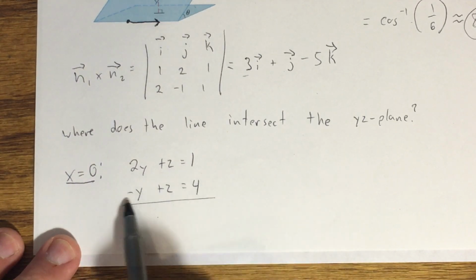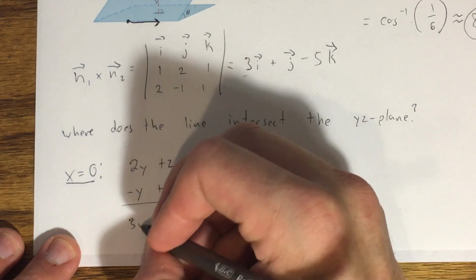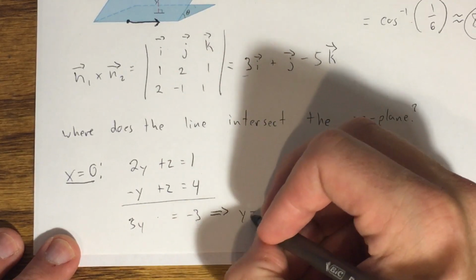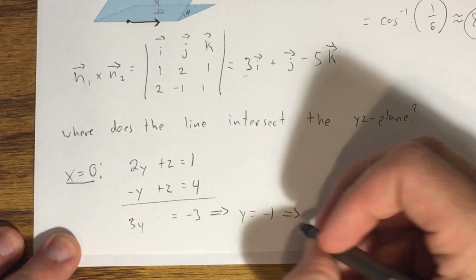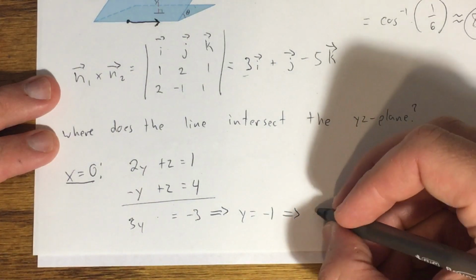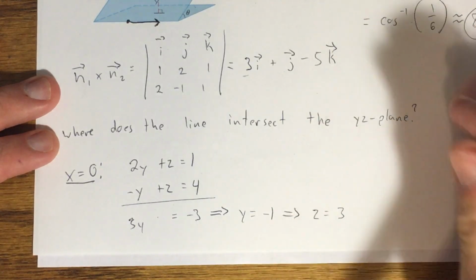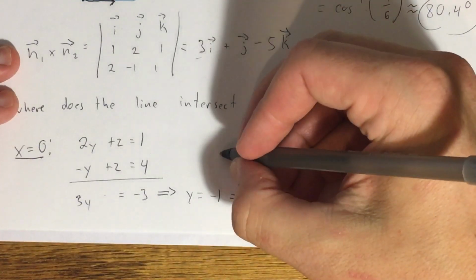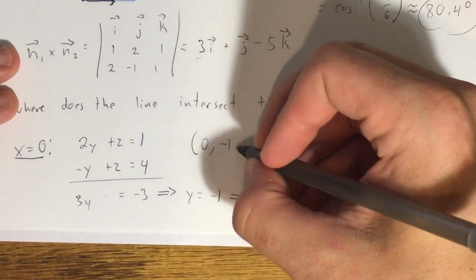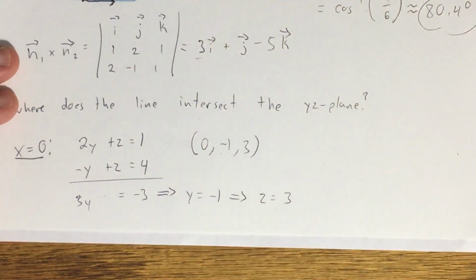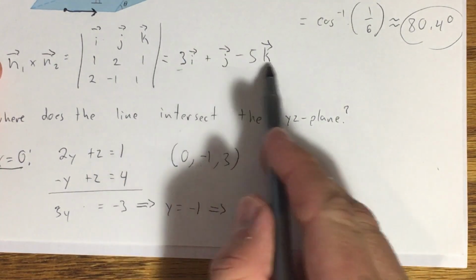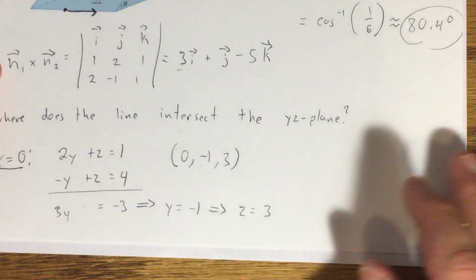Let's take the first equation and subtract the second one. 3y equals negative 3, which implies that y equals negative 1, which when you substitute this into either of those equations up above is going to imply that z is equal to 3. So here we have it. The point 0, negative 1, 3 lies on that line. Now we have all the information we need. A direction vector up here, a point on the line down here.